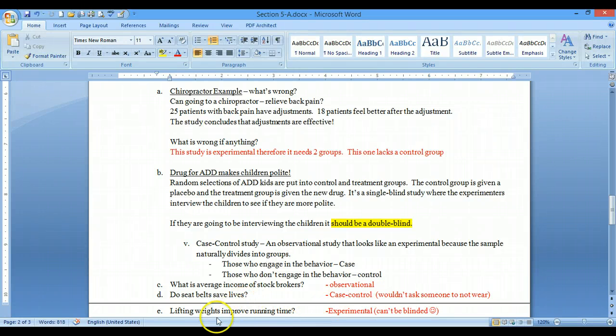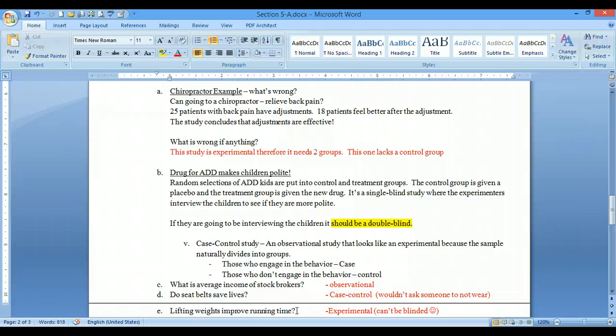The next one, lifting weights improves running time. Well, it's not a case control, although some of them might divide naturally. I could do an observational, but that's really case control because you could have some people who naturally do. But I really want to know if it improves running time. So I'm going to take very specific people and make an experimental study. So I have my people who are lifting weights and timing their running time, and those who aren't lifting weights and timing their running time.